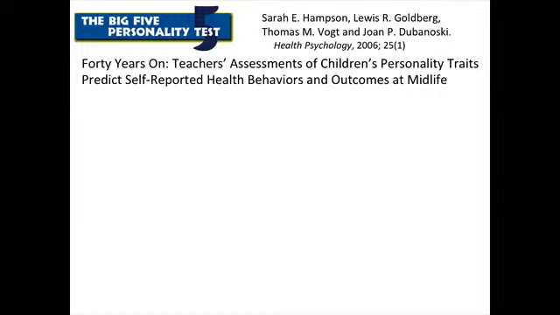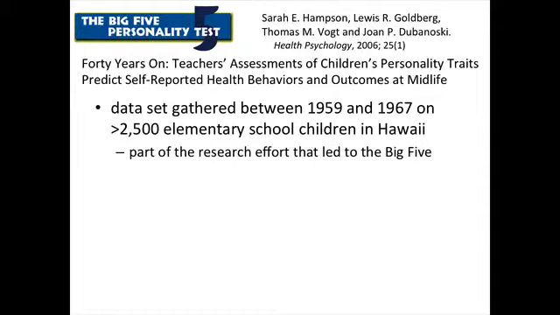Once the use of the Big Five trait assessment received widespread support, an important question came up. Do children exhibit the Big Five traits to the same extent as adults? Sarah Hampson, Lewis Goldberg, and their colleagues were able to reanalyze a data set gathered between 1959 and 1967 in a study of more than 2,500 elementary school children in Hawaii. The original study had been an important part of the research effort that resulted in identification of the Big Five traits. In the original study, teachers had been asked to evaluate children in their class based on a series of attributes.